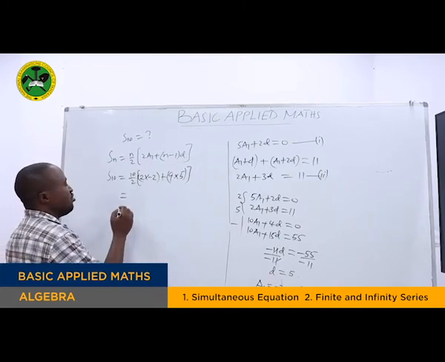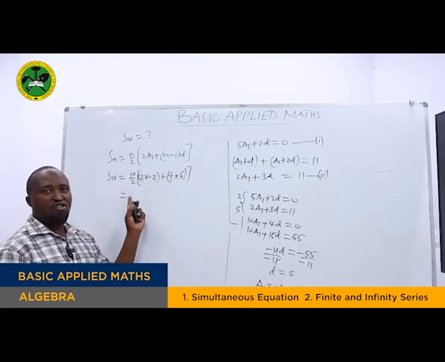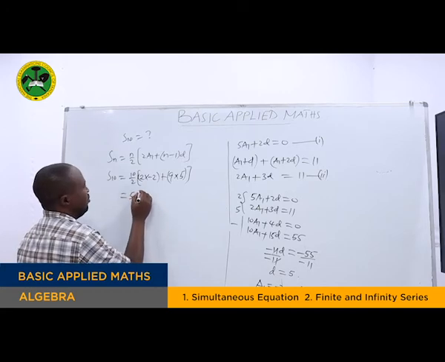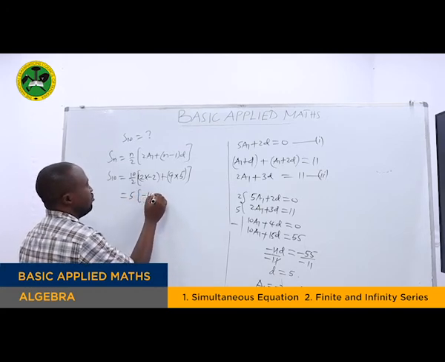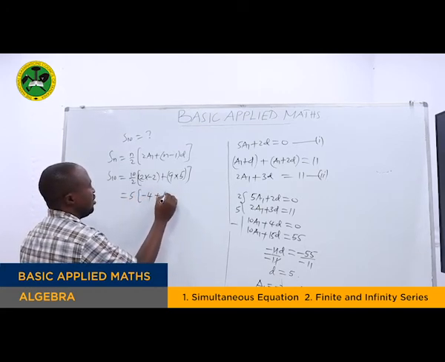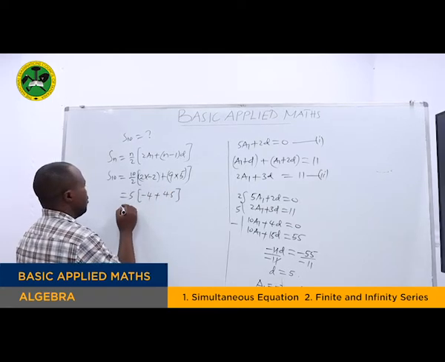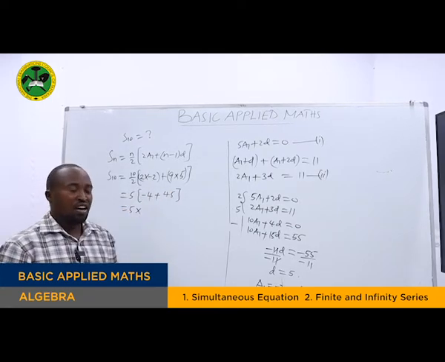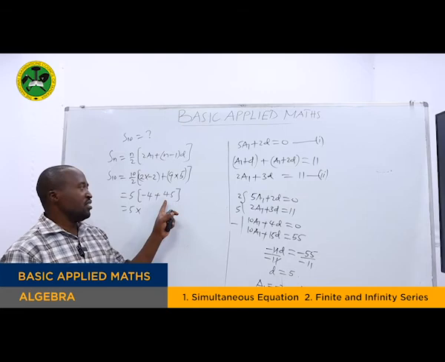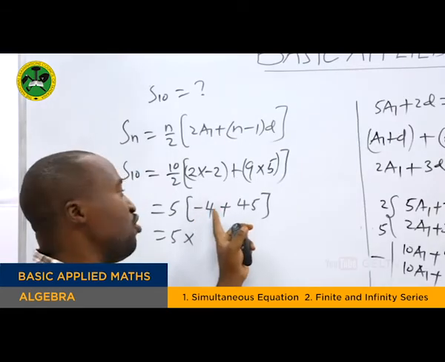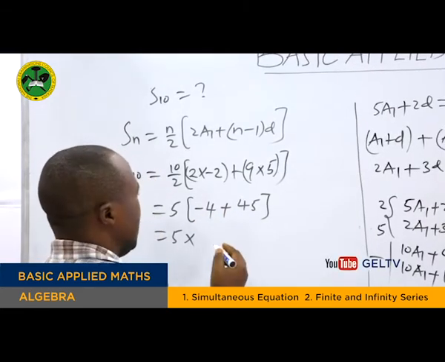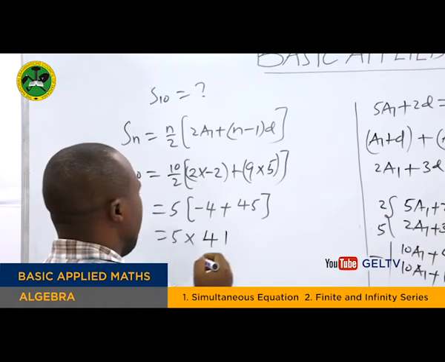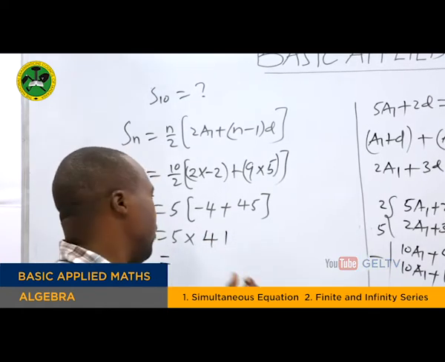So, my dear student, we are going to have 10 over 2, that is 5, times negative 4, then plus 45. So that is 5 times, now here we have negative 4 plus 45. That will be 41. So we have 5 times 41.